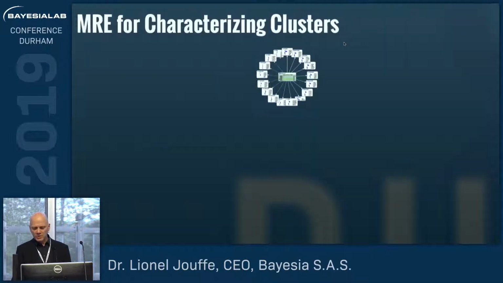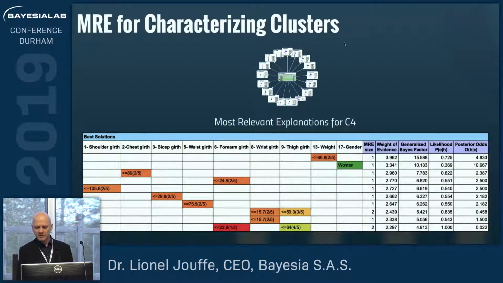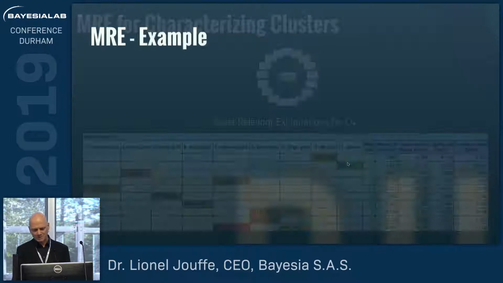And if you use the MRE for that, you're going to have this set of solutions. So it's concise. The best one is weight, so this was the second state that was there. The second one is woman, and then you have all the different combinations with a score, right? So very convenient for analyzing clusters.